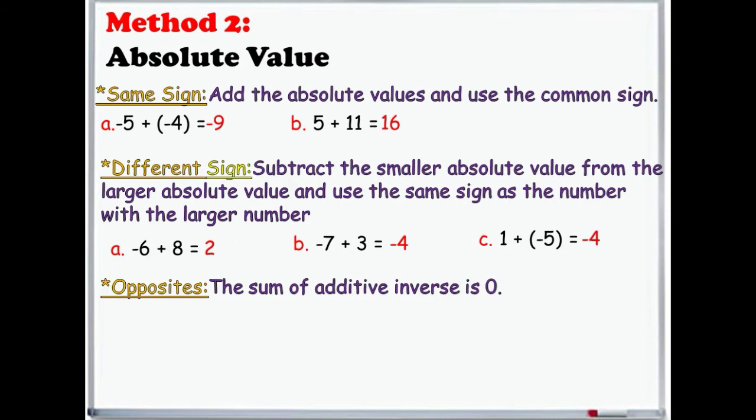Now, the last one is opposites. The sum of additive inverse is 0. So, therefore, let us have an example. If we have negative 6 plus 6, the answer is 0. 1 plus negative 1, the answer is 0 also. 30 plus negative 30, the answer is 0.